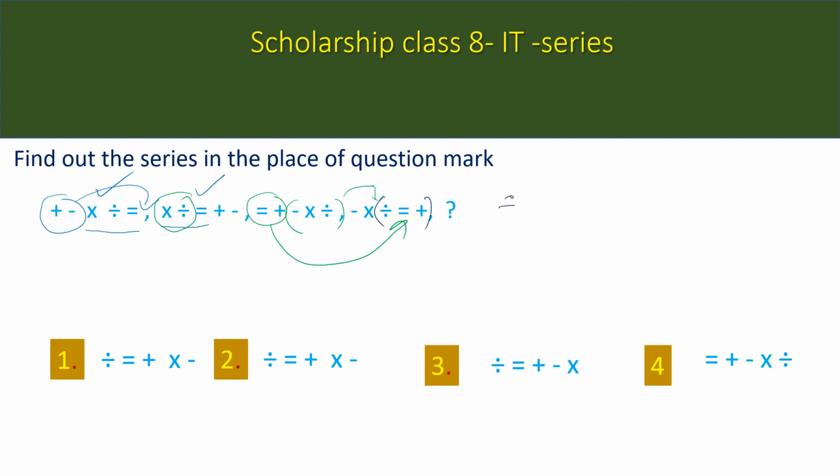That means the next will be division plus, and these 2, subtraction and multiplication signs, should come. So this is the set. We should search for this set over here. This one it is. That's the correct answer.